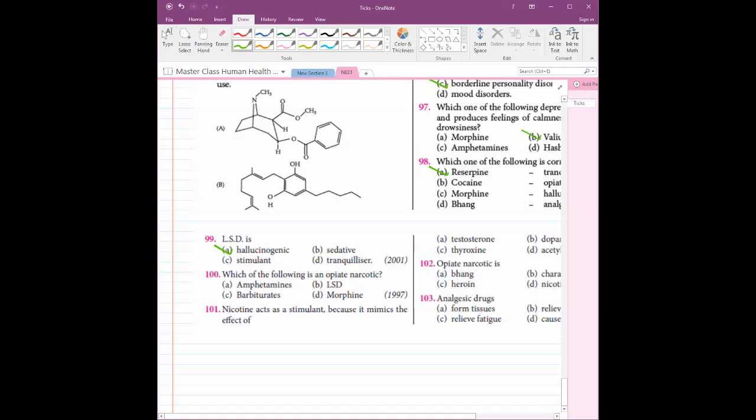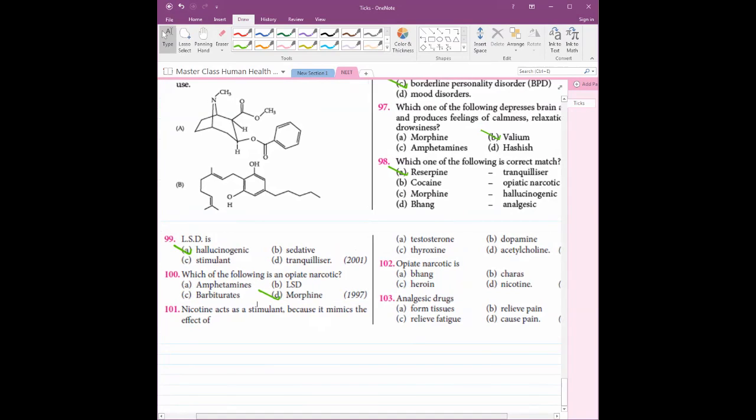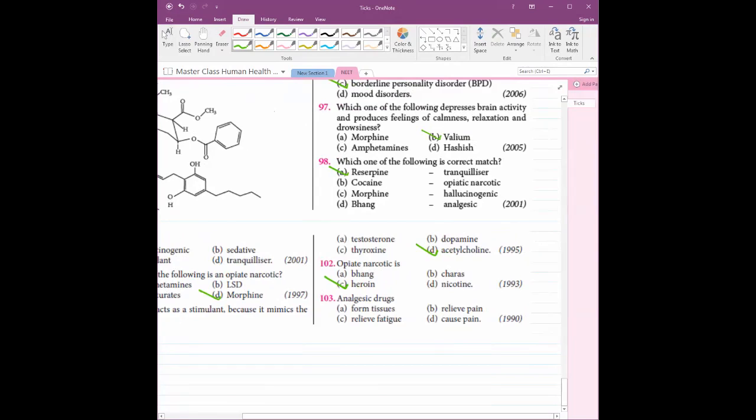Yes, very nice, all those who have answered. Opium is morphine. Nicotine acts as a stimulant because it mimics the effect of acetylcholine. Opiate narcotic is heroin. And last one, guys, analgesic drugs. Analgesics are nothing but painkillers. They relieve pain.